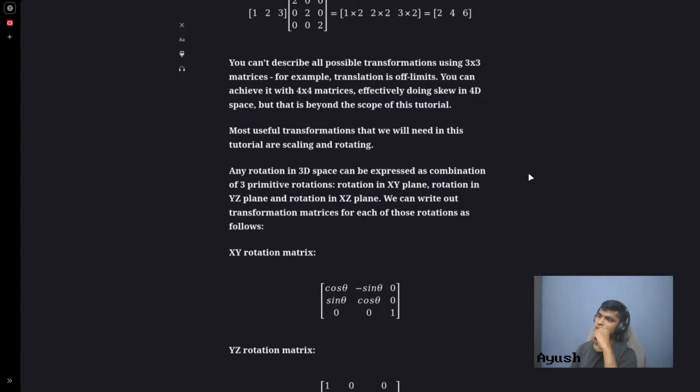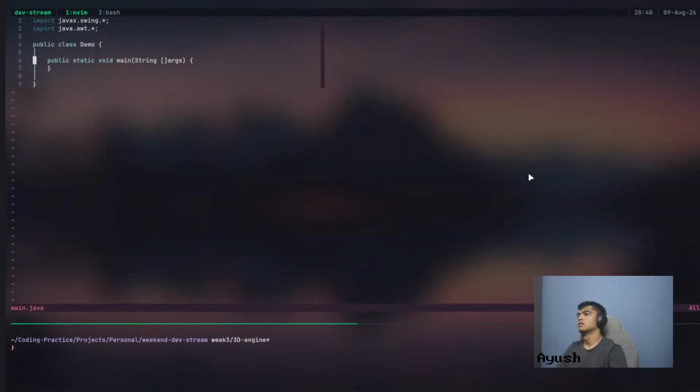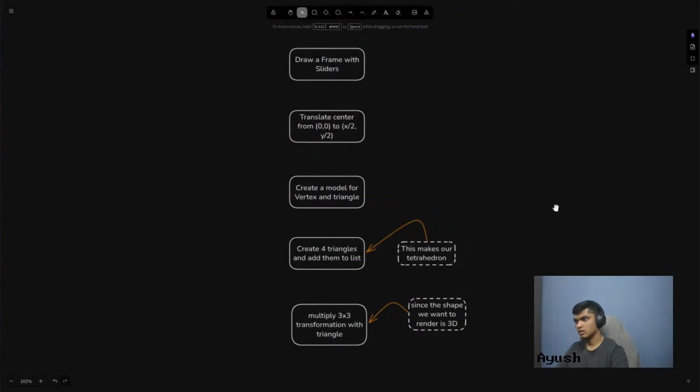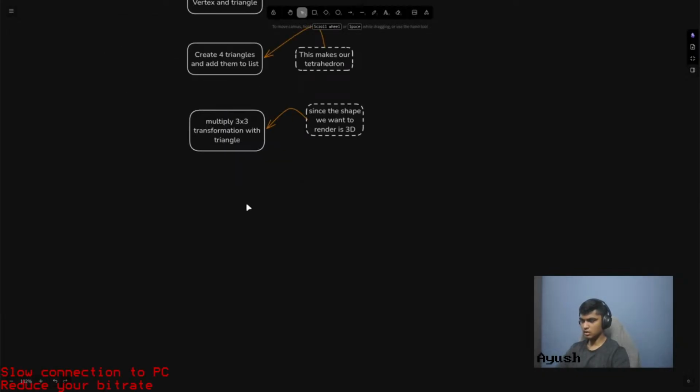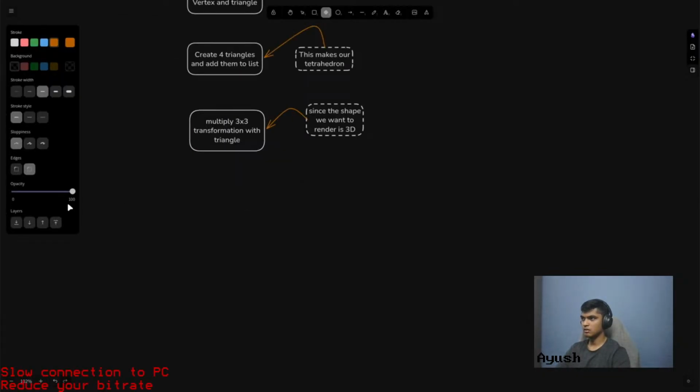You can't describe, correct. We talked about that. Any rotation in 3D space can be expressed as a combination of three primitive rotations. The rotation in XY plane, YZ, and XZ plane. Okay, I think this one also I should make the effort to understand.